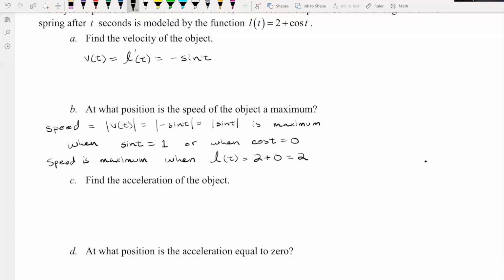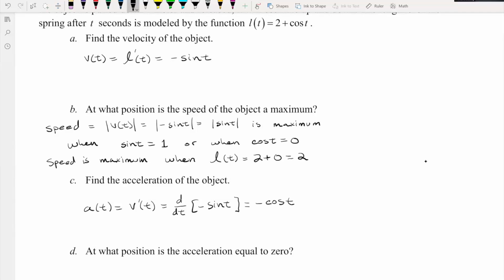To find the acceleration, that's just the rate of change in the velocity, as we've discussed before. And that's going to be the derivative with respect to t of negative sine t. The derivative of sine is cosine, so we have the negative in front. There is our acceleration.